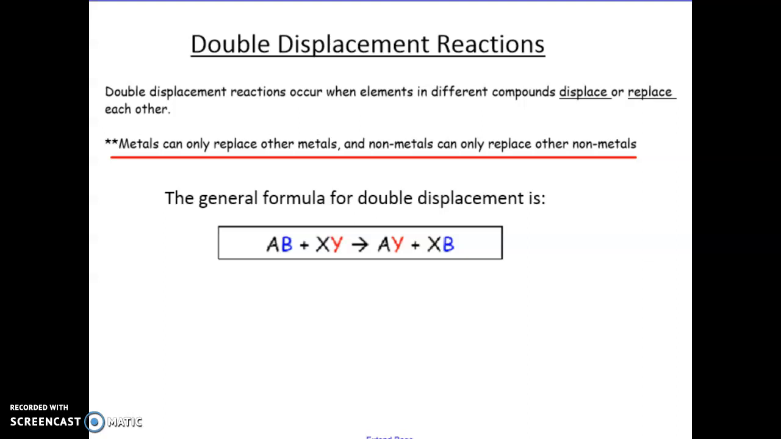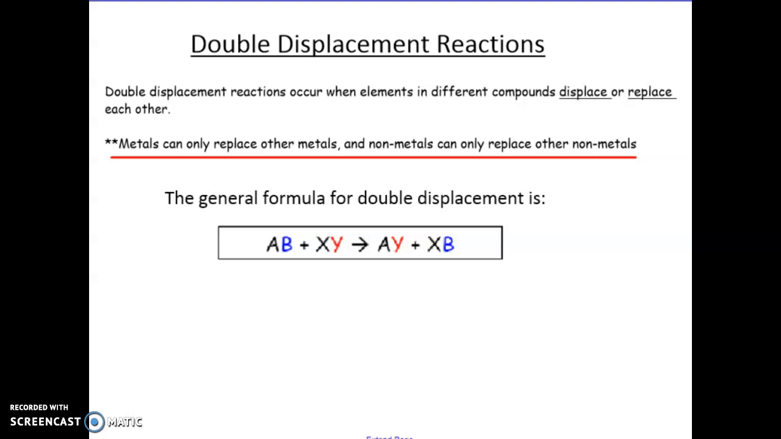Okay, so we're looking at double displacement reactions here. This is actually our last lesson in this unit. This unit is very short. It's really only one chapter's worth of material. So double displacement reactions are very similar to single displacement. It's also known as double replacement.